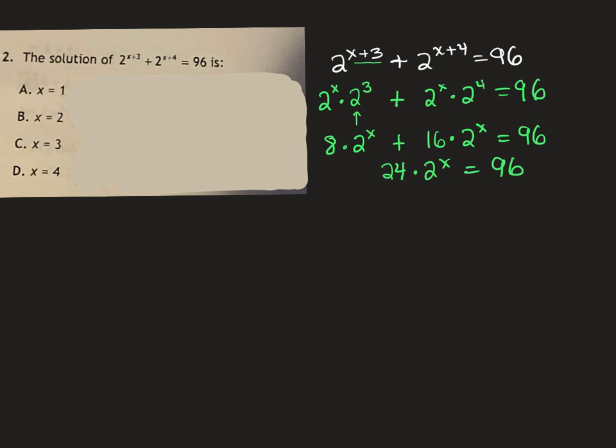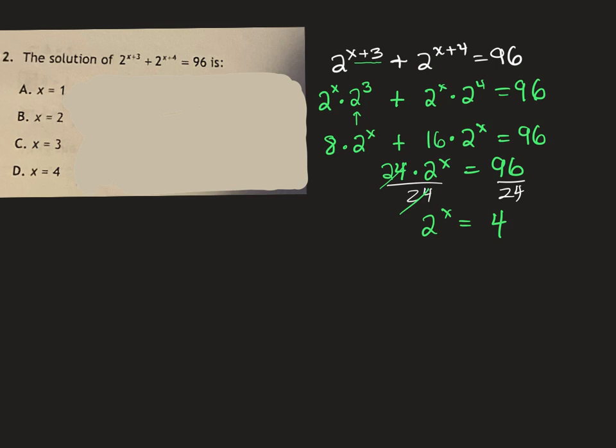First step, we're going to divide by 24 to get 2 to the x by itself. And when we do that, we will have 2 to the exponent of x equals, I think that would be 4. Oh, look at this. Now, we have 2 to the exponent of x equals 4.